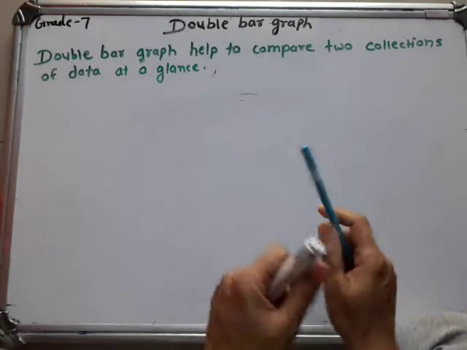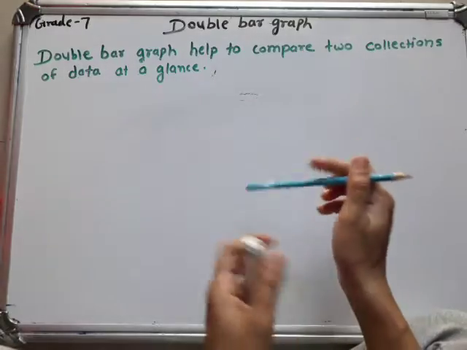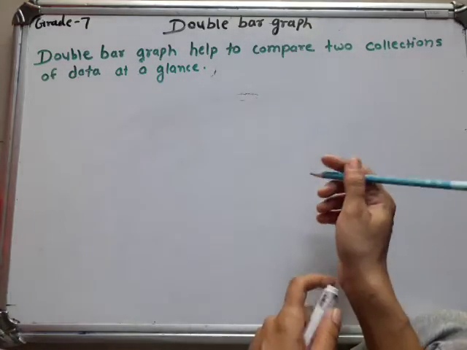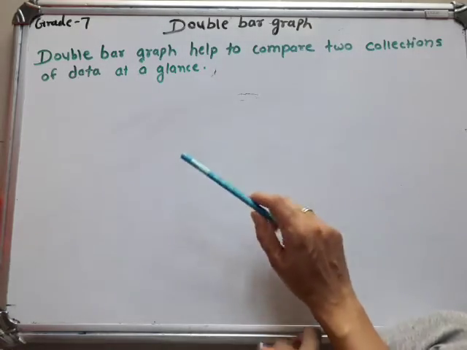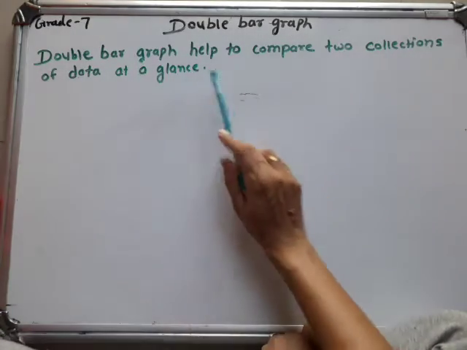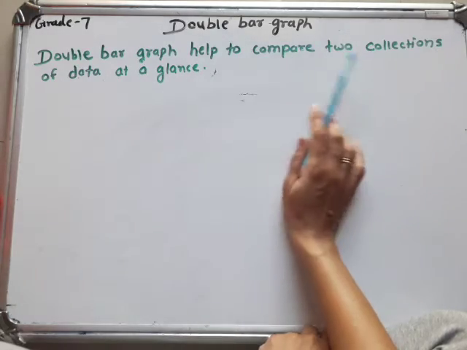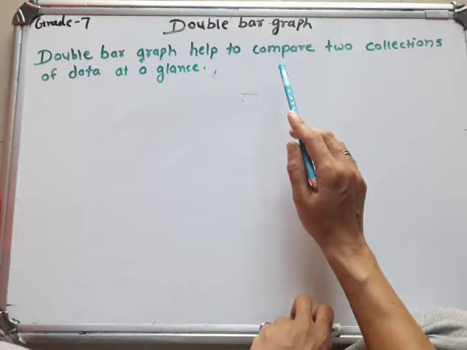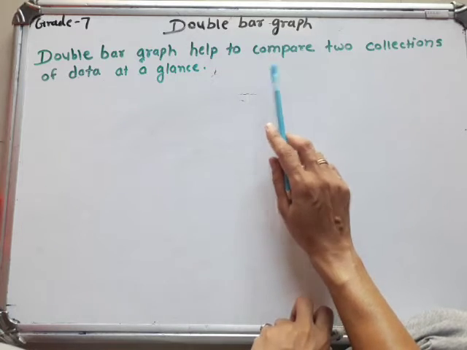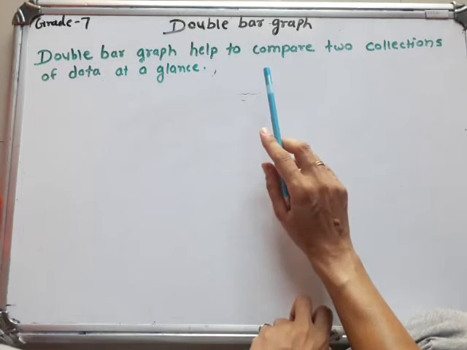In the last session, we saw the bar graph and how to draw it. Today, we see how to draw a double bar graph. The definition of a double bar graph is: a double bar graph helps to compare two collections of data at a glance. Means here we compare the two collections of data side by side.